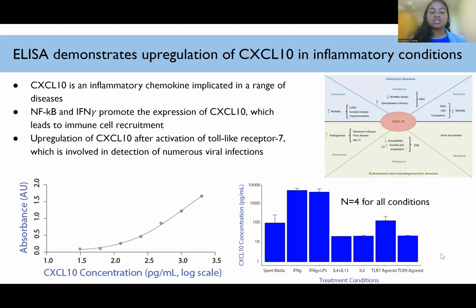Our ELISA demonstrates an upregulation of CXCL10 in inflammatory conditions. To the left, I have the standard curve, which is on a log scale and referring to picograms per mL. And then our bar plot demonstrates upregulation of CXCL10 across the different treatments, but higher levels of it with interferon gamma and interferon gamma with lipopolysaccharide, which makes sense considering that it is involved in inflammatory conditions and interferon gamma is also implicated in inflammation.